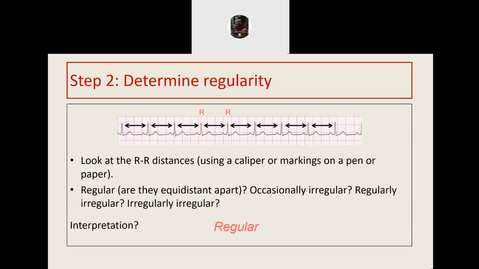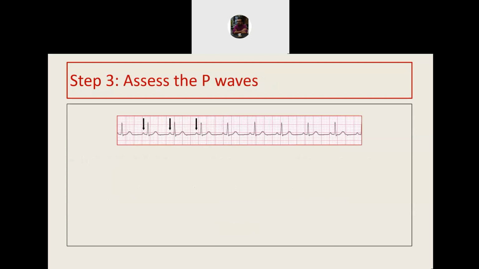In this case, the RR intervals are all equal and therefore this can be called a regular rhythm. Third step is QRS duration, or before that the P wave assessment. Now we know what to look for in the P wave. First you see whether there are P waves. Yes, there are P waves. We have all marked them.